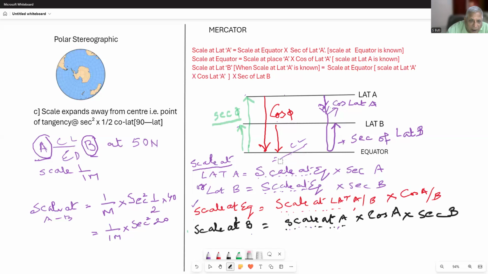Fine. Do a few numericals or read this lesson twice and you will get your answers. You will definitely get your answers.